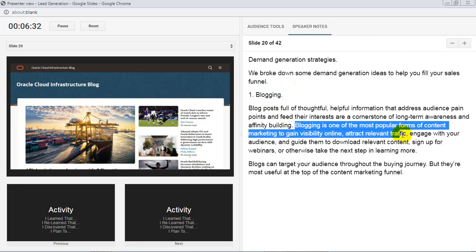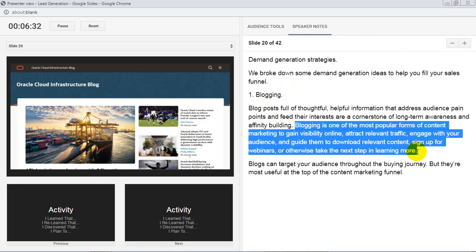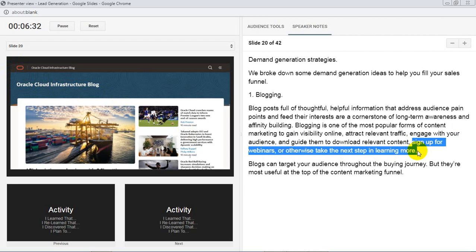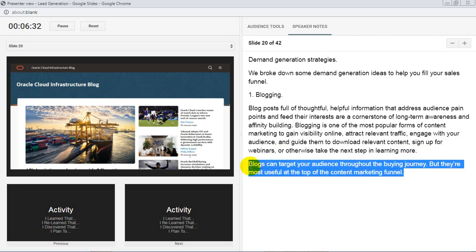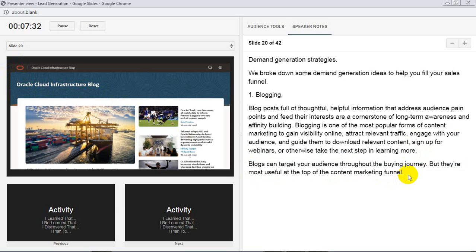Blogging is one of the most popular forms of content marketing to gain visibility online, attract relevant traffic, engage with your audience, and guide them to download relevant content, sign up for webinars, or otherwise take the next step in learning more. Blogs can target your audience throughout the buying journey, but they're most useful at the top of the content marketing funnel.